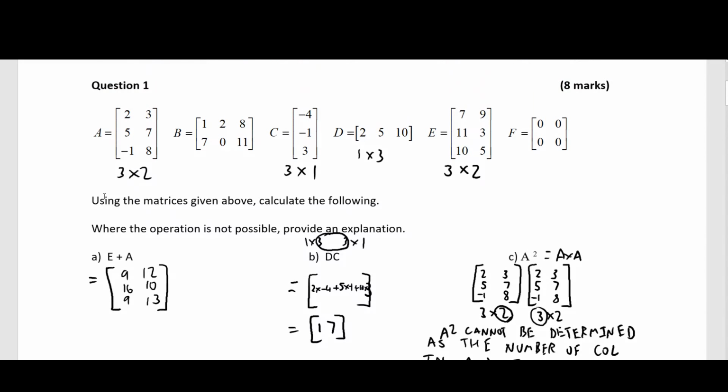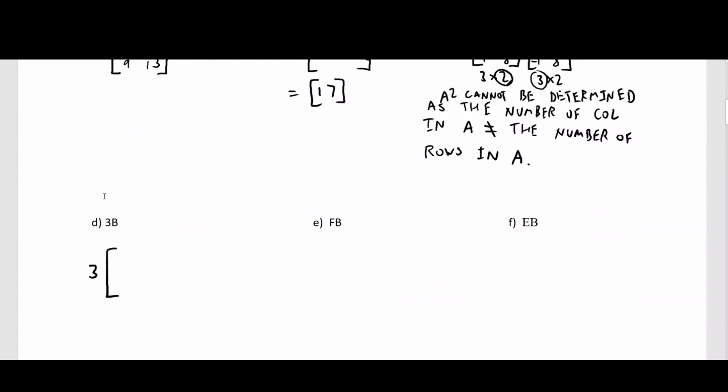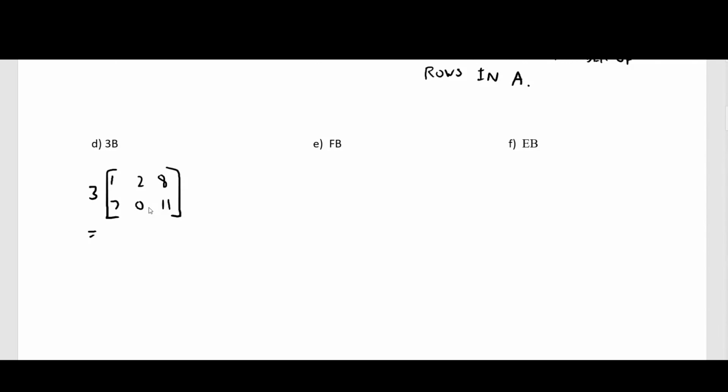Okay. 3B. This is scalar multiplication, so it's going to be 3 times, and let's have a look at what B is. B is 1, 2, 8, 7, 0, 11. And this leaves us with 3 times 1, which is 3. 3 times 2 is 6. 3 times 8 is, what's that going to be? 24. 3 times 7, 21. 3 times 0 is 0. And 3 times 11 is 33. So there's our answer there.